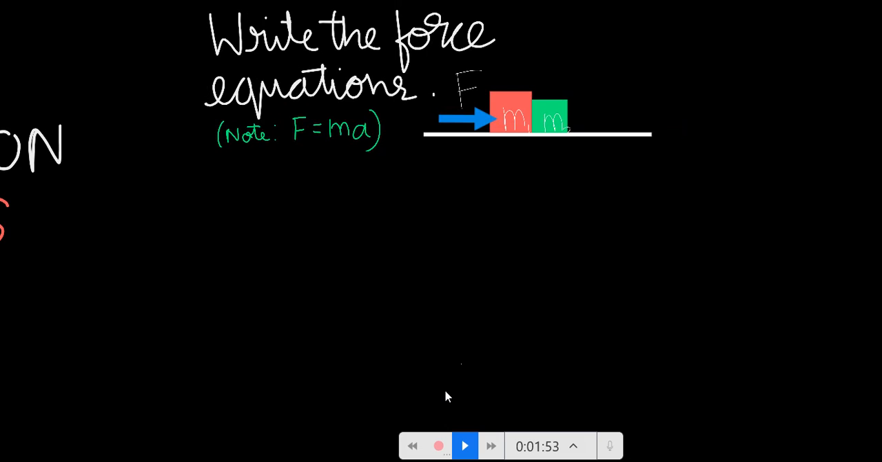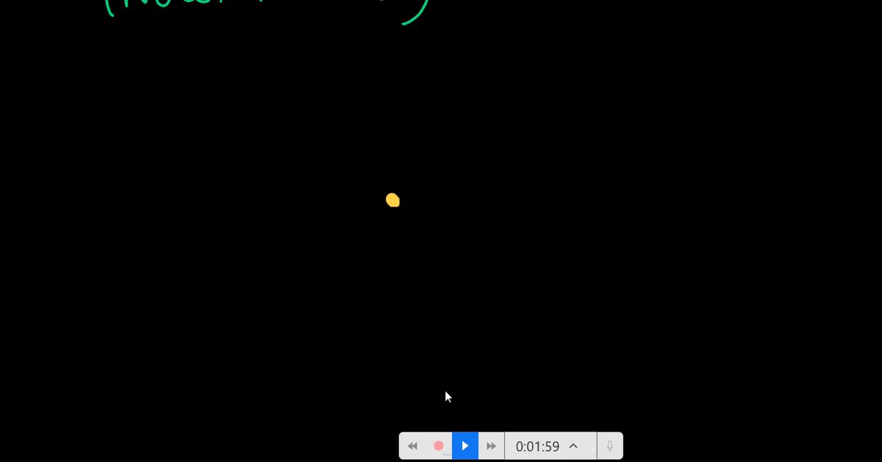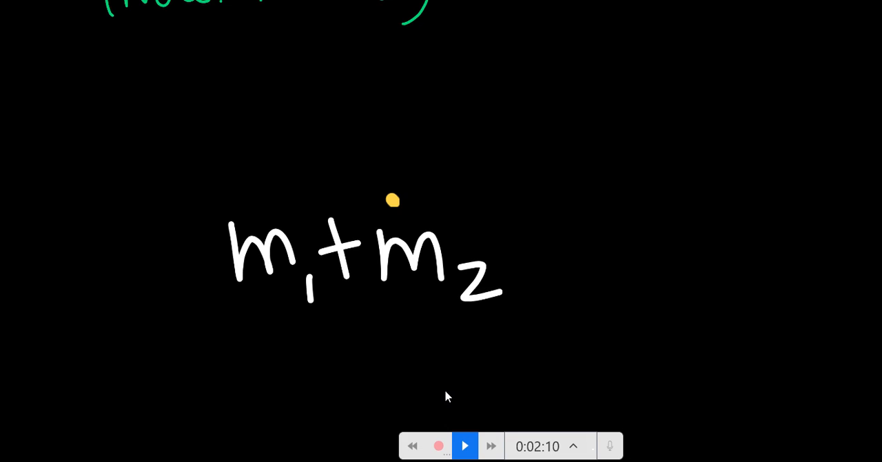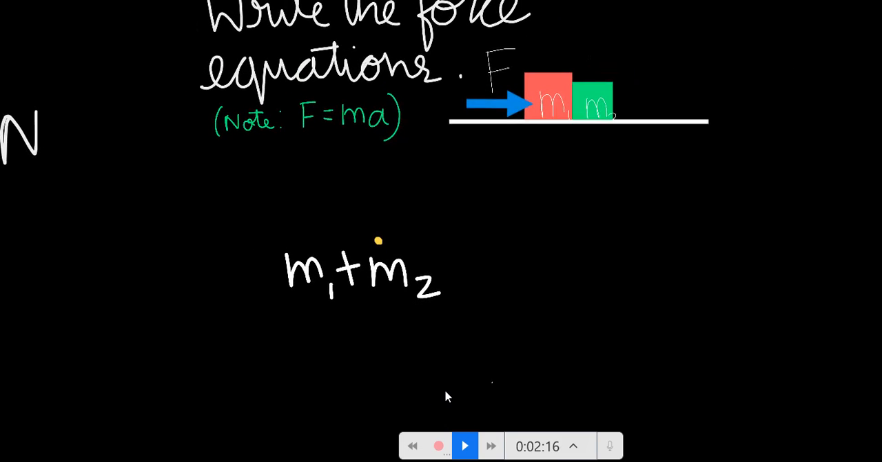right? So there we go. That is our one point, and that one point represents the two masses that we had. So this is going to be m1 plus m2, right? So the single point represents both the masses.